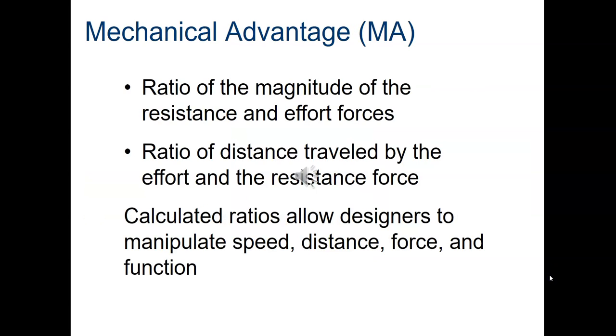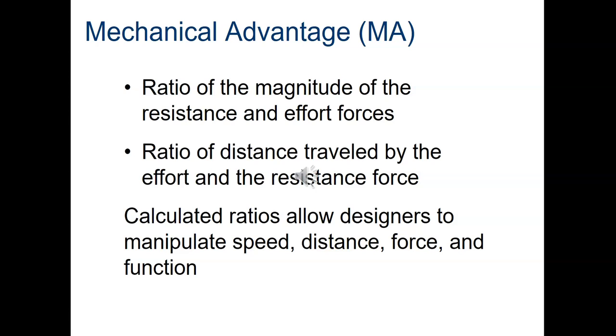Mechanical advantage, or MA, is something that we can't see, but we can measure it. We can measure what happens when we use our simple machines. We measure it as a ratio. It's measured as a ratio of the magnitude of the resistance and effort forces. That means the magnitude, how much resistance, how much weight is going on, how much effort is required to move that weight. We can also measure it in distance. How far is it traveling?